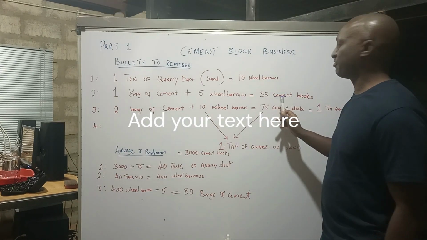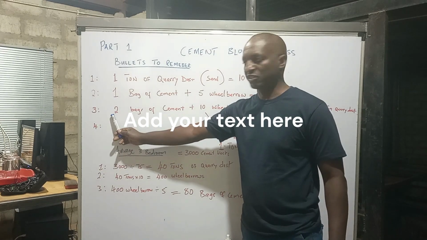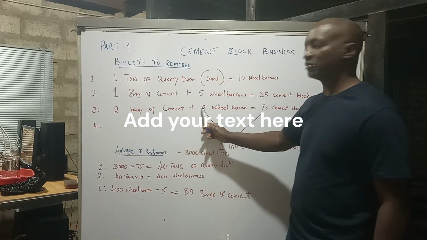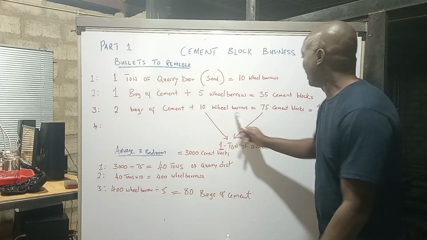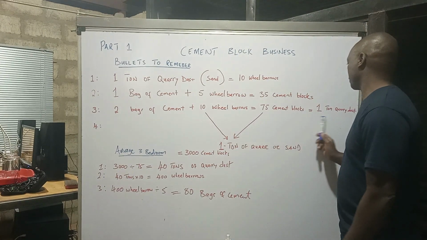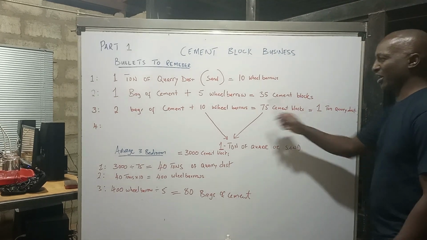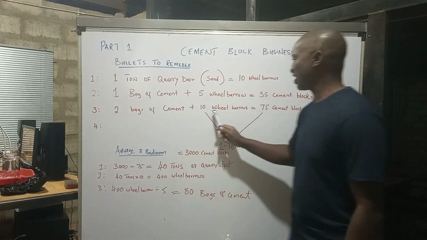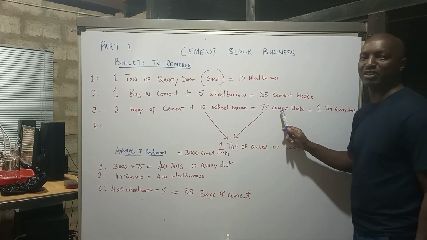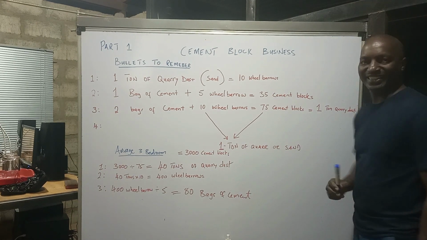It's giving us 35 cement blocks. But now if you do 2 bags of cement, it means you now have to do 10 wheelbarrows, which is giving us the 1 ton, giving us 75 cement blocks. So in a ton, I've actually explained to say 2 bags of cement plus 10 wheelbarrows is equal to 75 cement blocks, which is also equal to 1 ton of quarry dust.